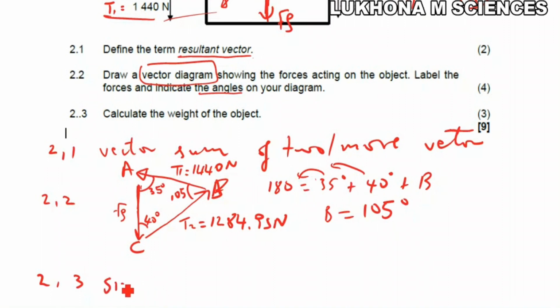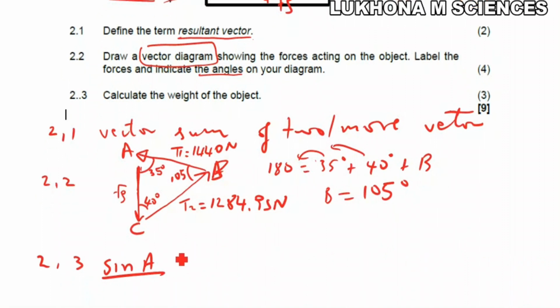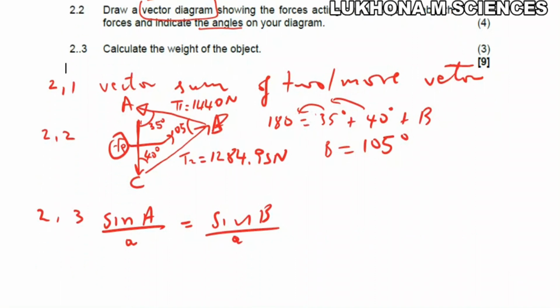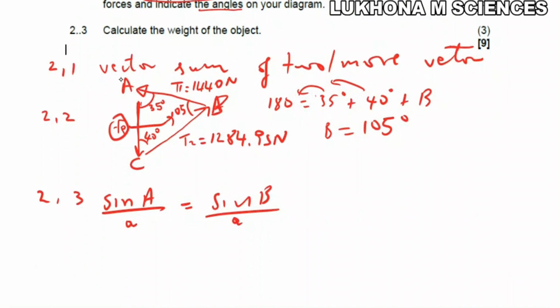Sine of angle A divided by small letter a is equal to, we're looking for FG now, which means sine of angle B divided by small letter b. Now let's substitute. This is our angle A, so we have sine 35 degrees over the side that is opposite to A, which is T2.